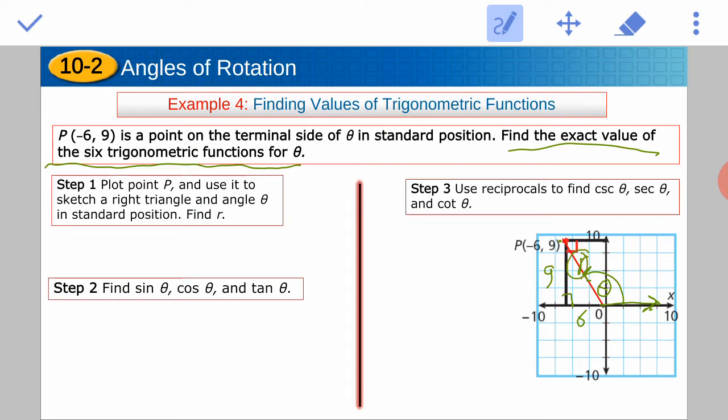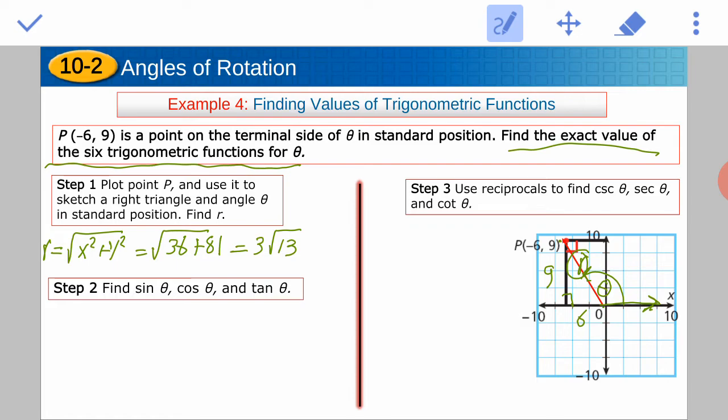And step number 1, we need to apply the Pythagorean theorem in order to get the length of the hypotenuse r. So according to the formula, r equals the square root of x squared plus y squared. If you substitute that, guys, the square of -6 is 36, plus the square of 9 is 81. If you simplify that, it's going to be 3 square root of 13.